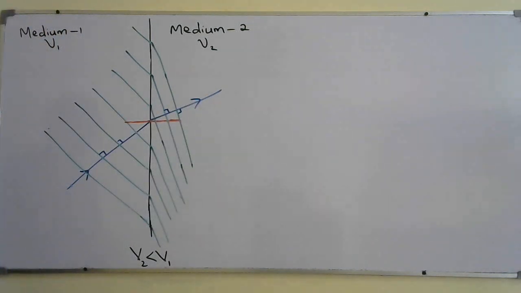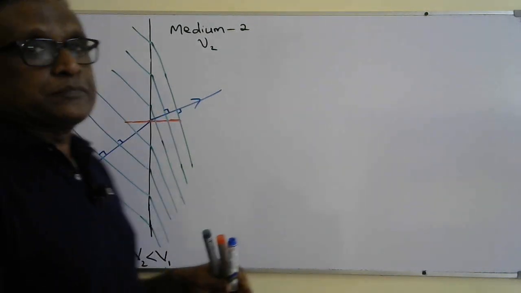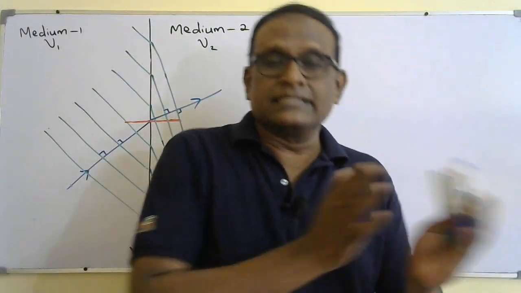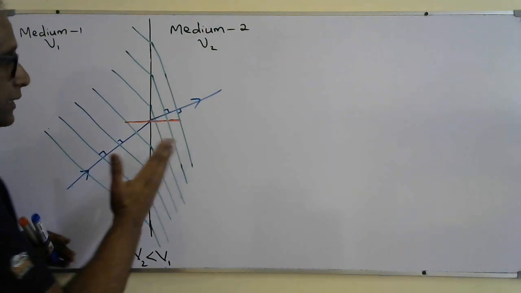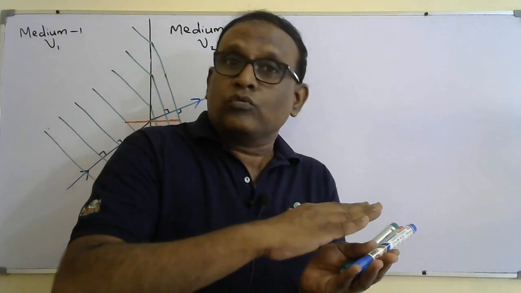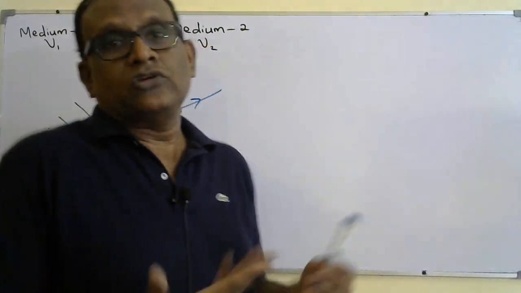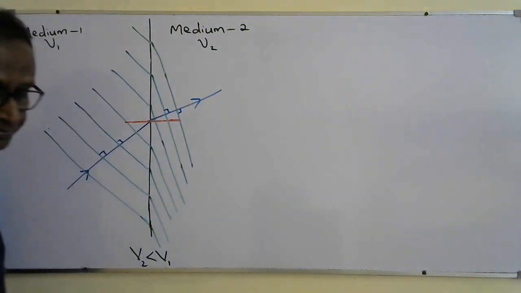Same I can draw for the other situation. When the speed of the wave increases in the second medium, I'll draw that here. What happens? The ray will move away from the normal. You would have learned that already. I'll draw it now.